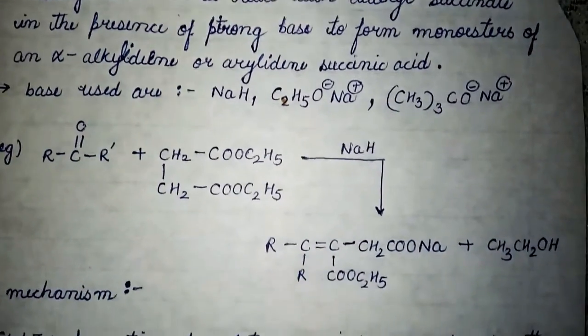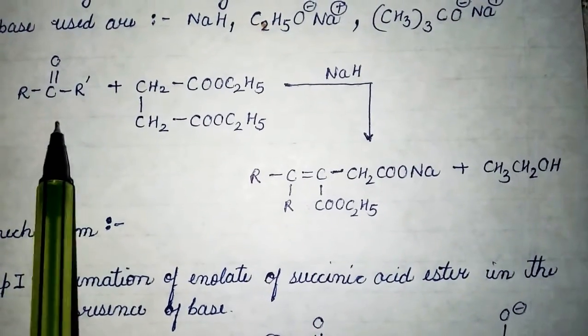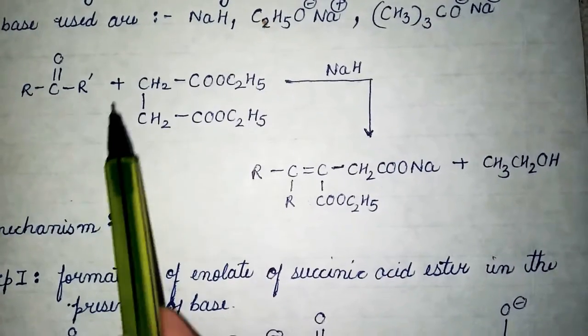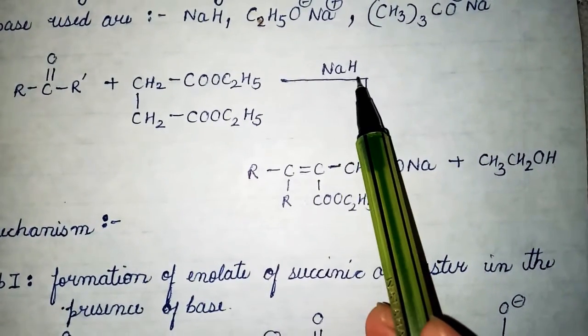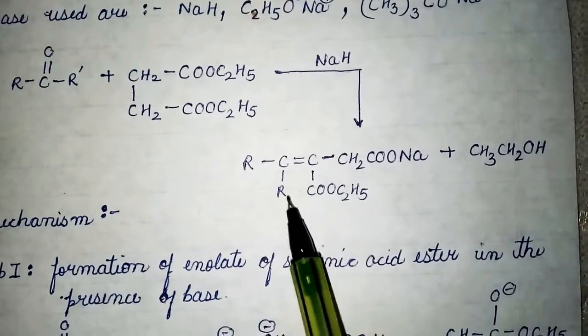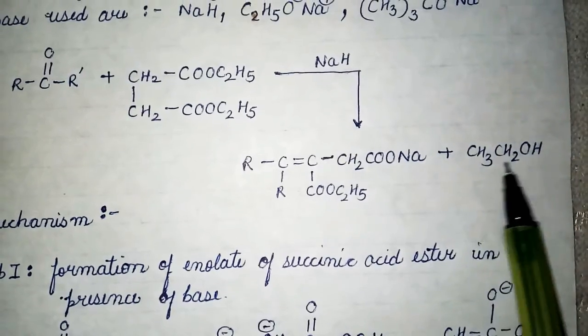Now I have given an example over here. The aldehyde and ketone is treated with the diethyl succinate in the presence of sodium hydride as a base to give the final product, that is monoester of dialkylidene succinic acid plus ethanol.